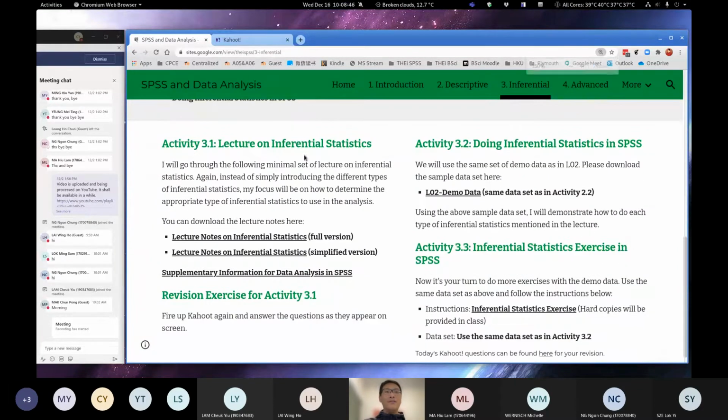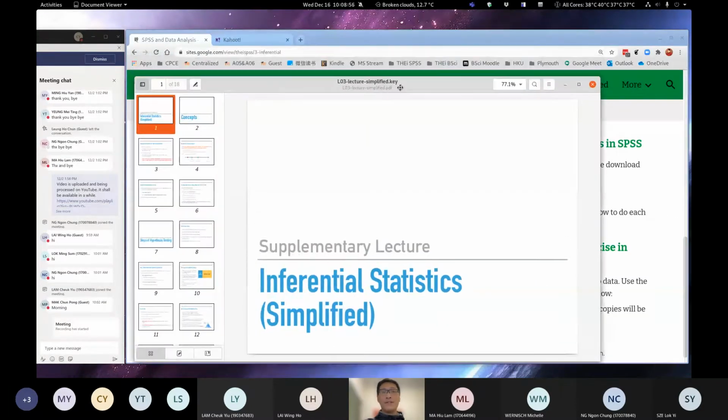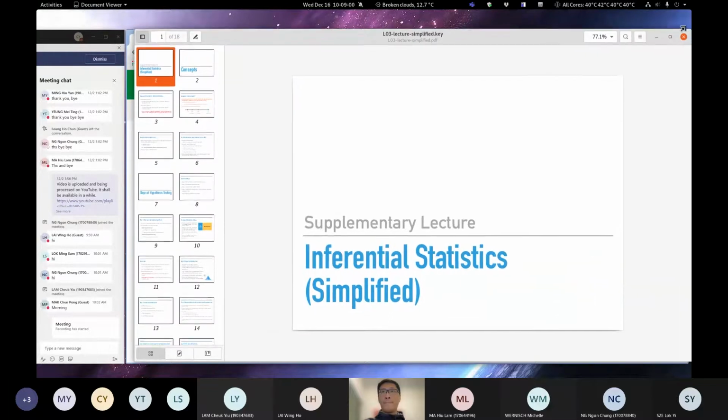Now, I want you now to click on the simplified version of the lecture notes, and let's look at the lecture notes together. Okay, this is the lecture notes.